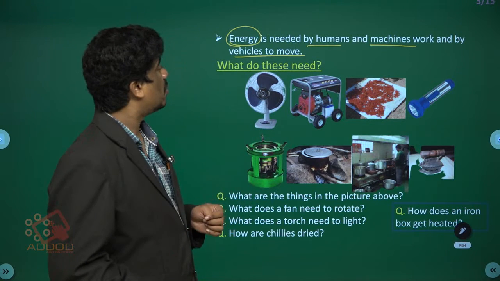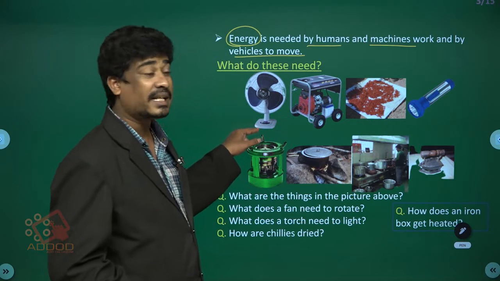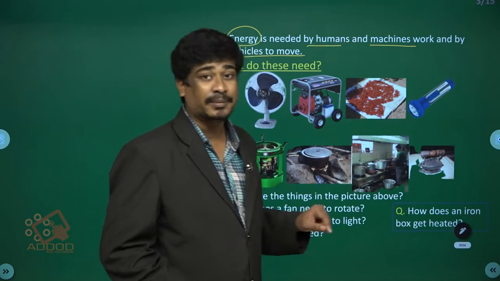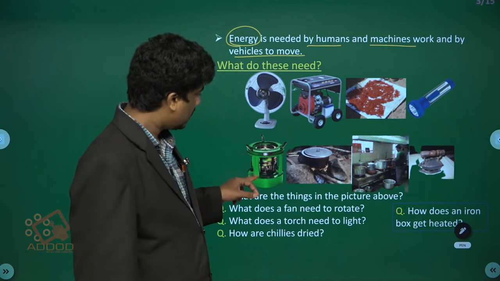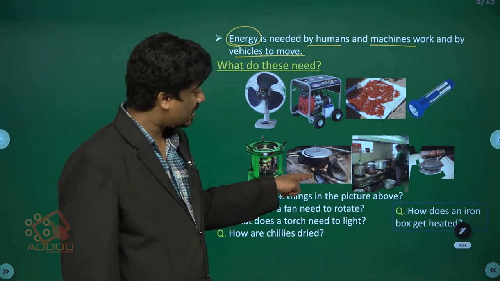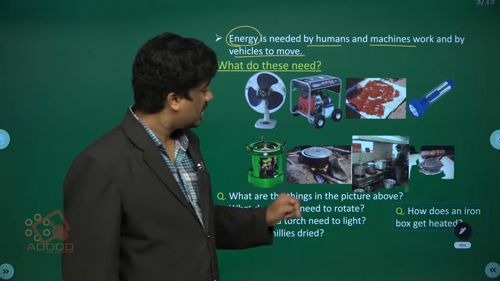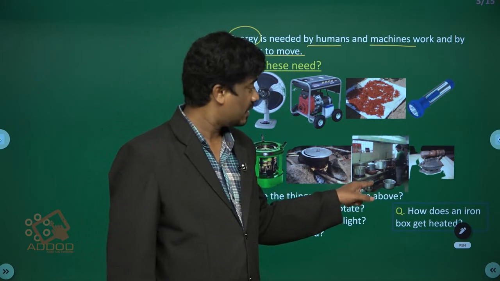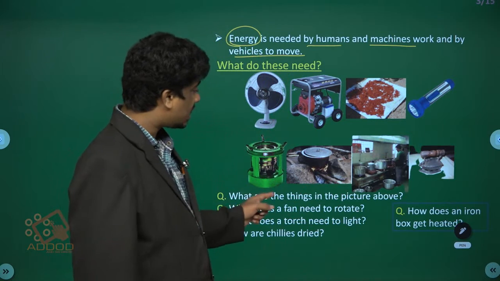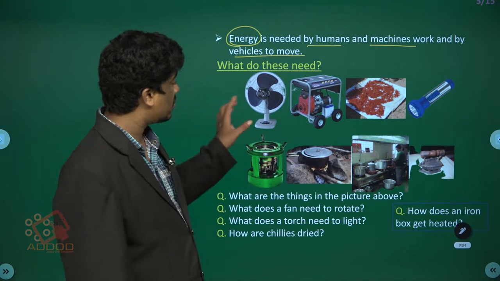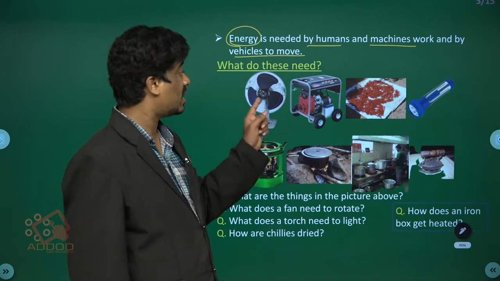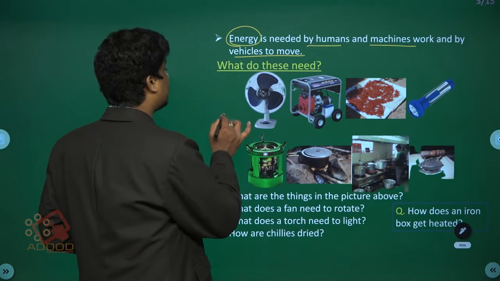Let me see, what do these need? First, an electric fan, generator, chillies, battery, a torch light, a burning stove, by burning wood they are cooking, and here a cylinder stove and an iron box. What are the things in the pictures above? We had already given the names for all the things. What does a fan need to rotate? Electricity. It needs electricity.